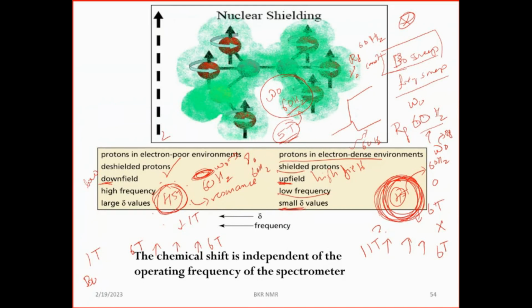Whereas protons which are deshielded require a low field and high frequency for resonance, and they have large delta values. Do you agree with this? Did you understand the point? Yes, all of you? Yes, ma'am. We have just 1 more minute left. Yes or no?